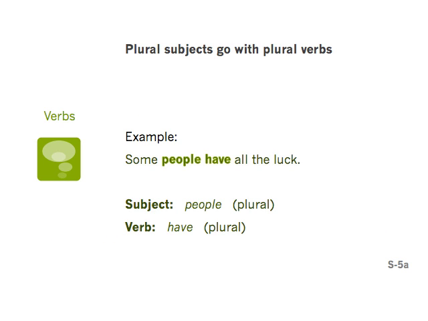When you are proofreading for subject-verb agreement, be sure that the subject-verb combination agrees in number. A singular subject requires a singular verb, and a plural subject requires a plural verb, as in this example. Some people have all the luck. The subject people is plural, so the verb have must also be plural.